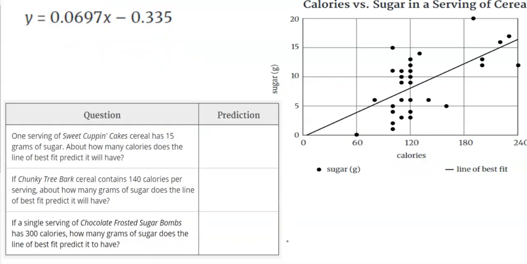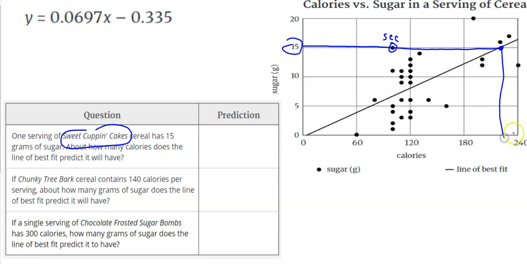Try these 3. 1 serving of sweet cupcakes has 15 grams of sugar. Which one is that? So where is that? 15 grams of sugar. So that's the only one. That must be sweet cupcakes right there. Okay, about how many grams of sugar does the line of best fit predict? So if you normally have 15, we would have expected, I don't know, 220-ish.